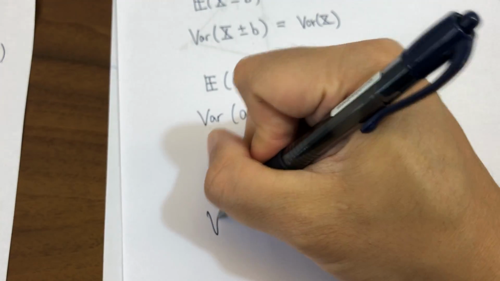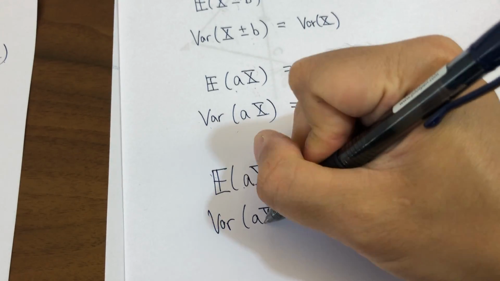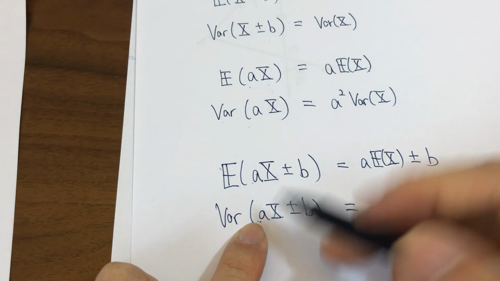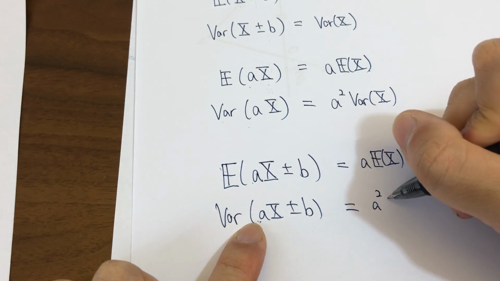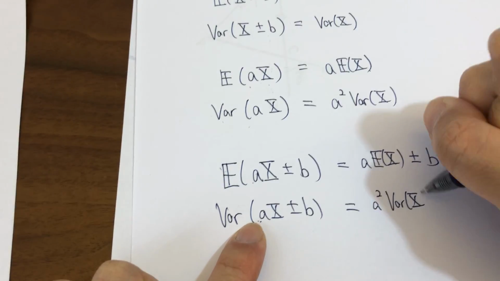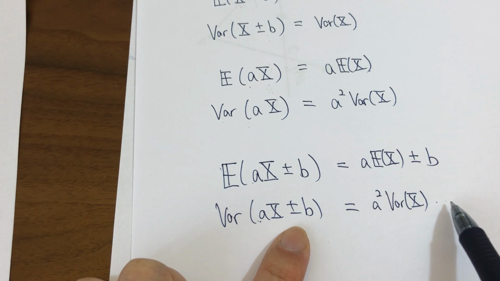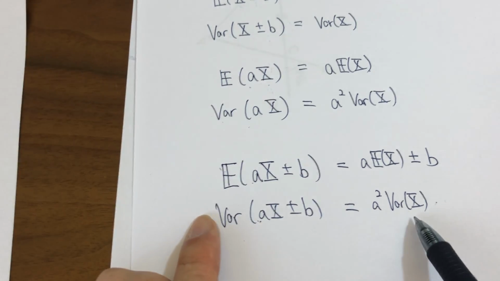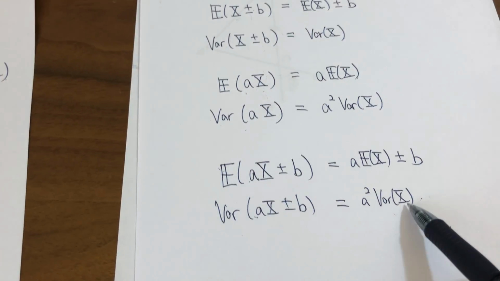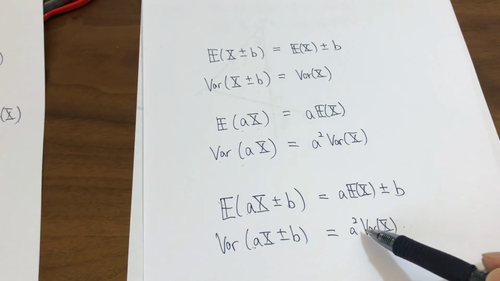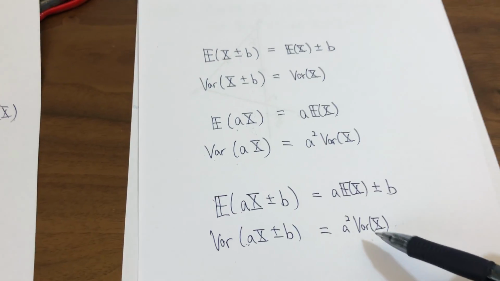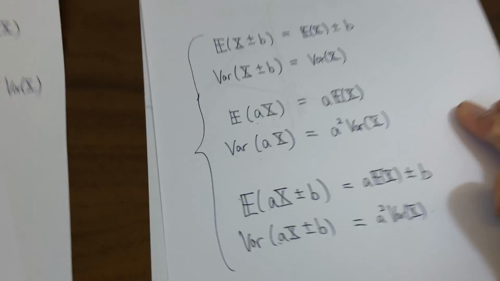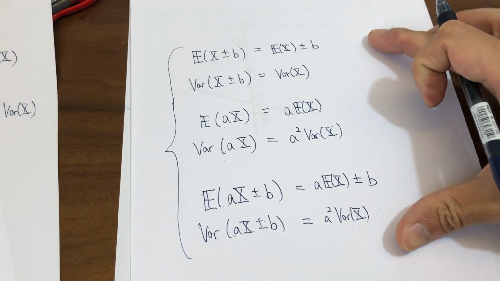And then what about the variance of ax plus or minus b? First of all, the a will become a squared, times the variance of x. Do we need to add or subtract b? No need, because adding or subtracting a constant doesn't change the variance. The variance is still the same. So we just need to move the a out and put the square. Okay, so now today we have 6 rules about expected value and variance.